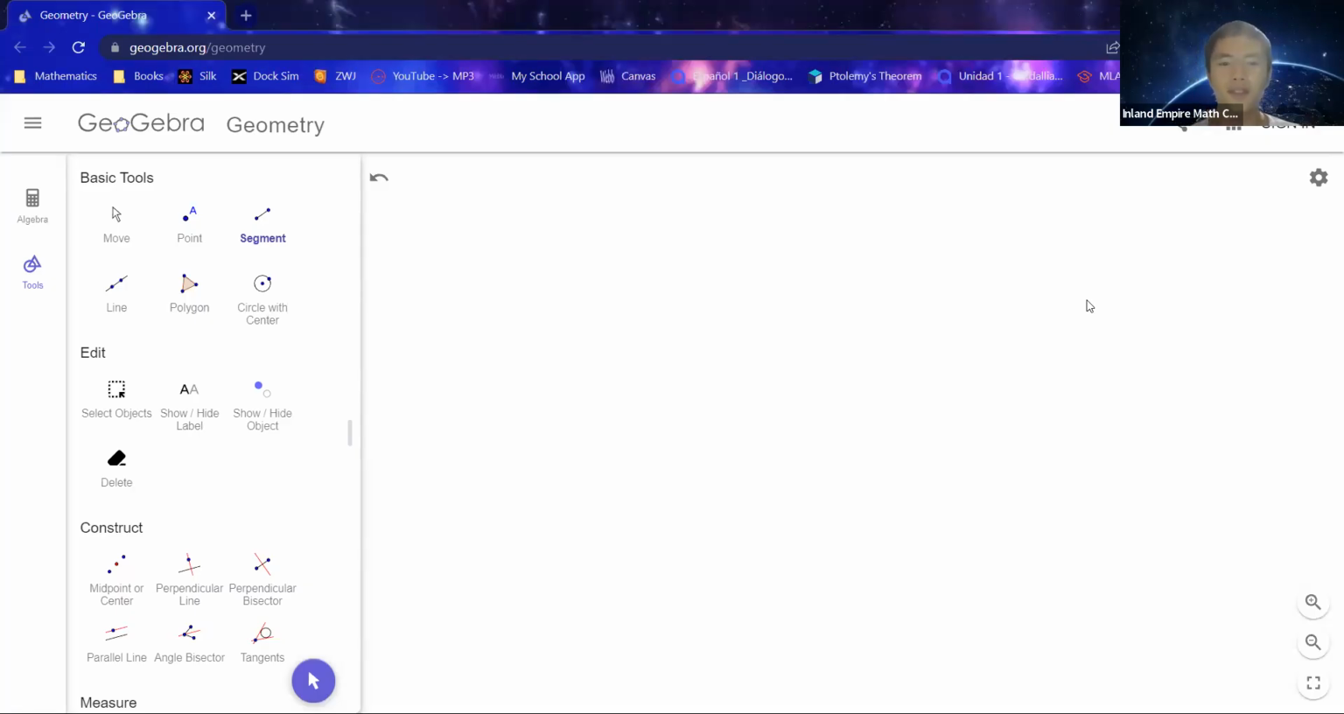Joyce, today we're doing something very similar to last class and the class before that. We're gonna talk about constructions, but we're also gonna talk about circumcircles and incircles. So we're gonna start off with bisecting an angle. So say that I have an angle like this.